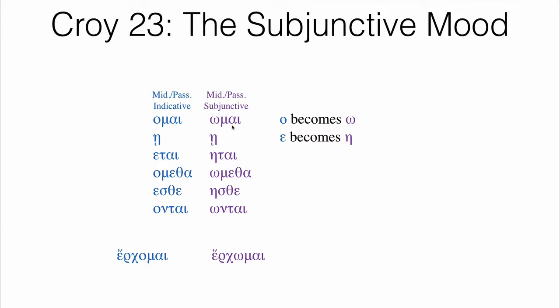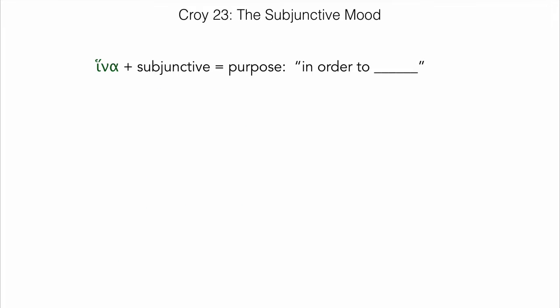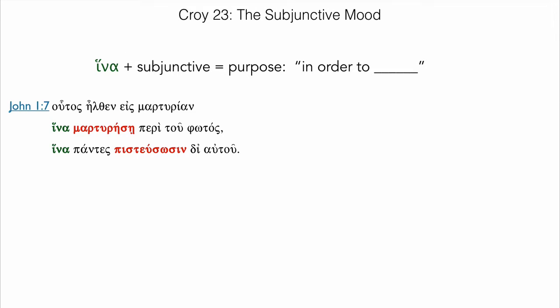The two most common uses for the subjunctive are purpose clauses with hina and conditionals. We'll start with a couple of examples of hina, which is always followed by the subjunctive to express purpose. In order to blank, whatever the verb in the subjunctive is, fills our blank. Let's take some examples from the Gospel of John. We get two in a verse we've already read.